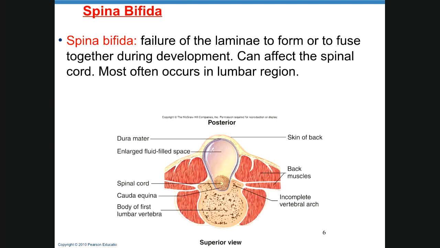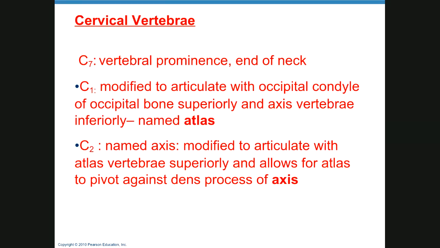Spina bifida is an abnormal condition of the lamina of the vertebra that doesn't close, and then there are exposed nerves through the vertebra. And it has different levels of severity depending on what's being damaged. So important cervical vertebrae are going to be C1, which is the atlas, and C2, which is the axis. Remember, the atlas articulates with the occipital condyles, while the process of the axis is going to be positioned in the atlas, allowing us to rotate the atlas against the axis.